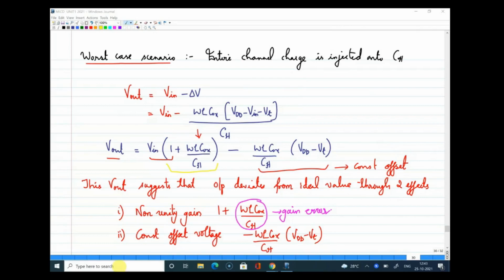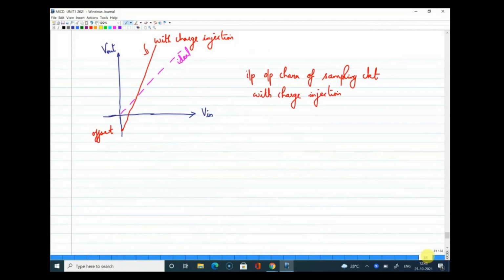you can probably see this. This is the non-unity gain term coming in, and the other term is a constant offset. So we have seen that there are two errors coming in. One is gain error, and another is called a constant DC offset. And with that, we have looked at the transfer curve.